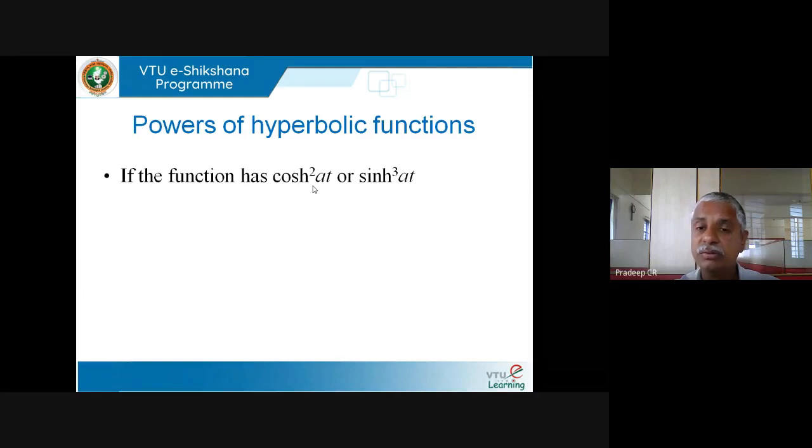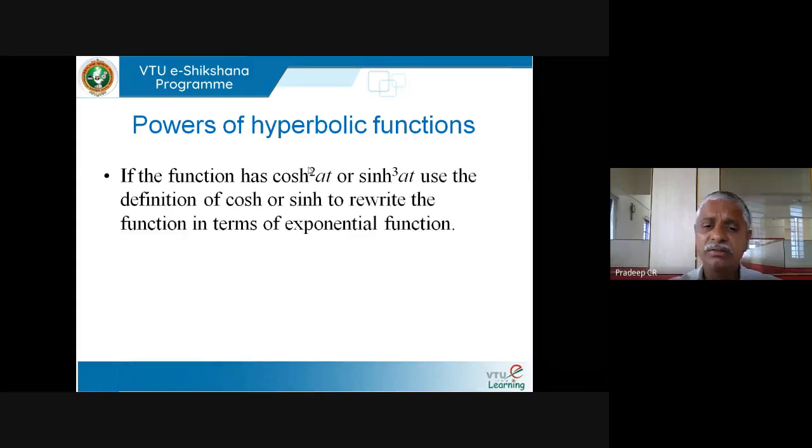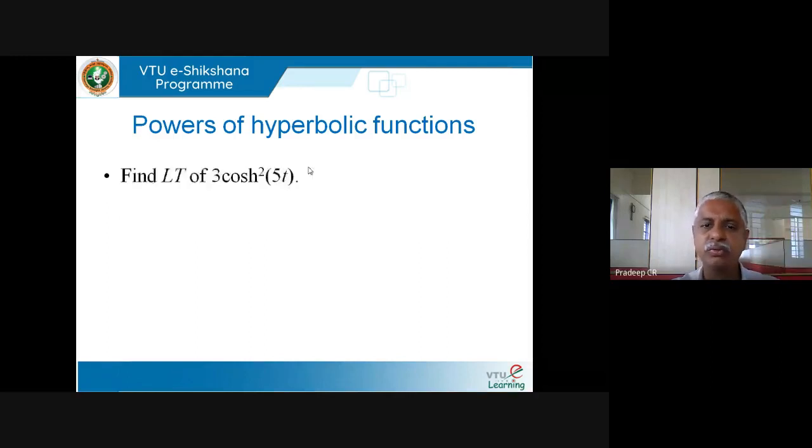Most probably you understood. You will write the definition of hyperbolic cos, that is, e power at plus e power minus at by 2, and differentiate it termwise. Do the same thing here. Write the definition of hyperbolic cos or hyperbolic sine, expand it out, and if it's a power, you'll have to expand it, and then do the differentiation or integration or Laplace transform termwise. Maybe it's too abstract, I'll show you a specific example.